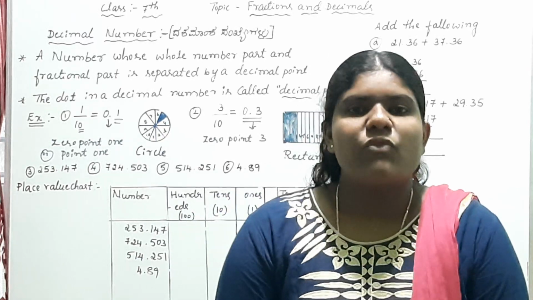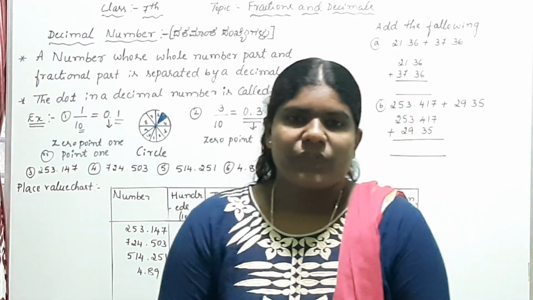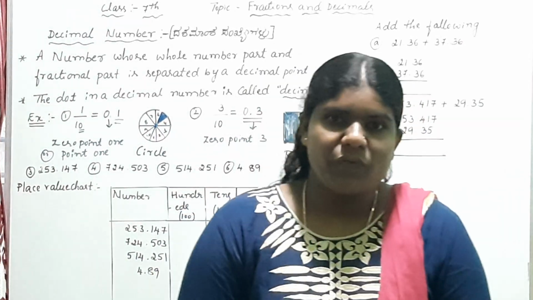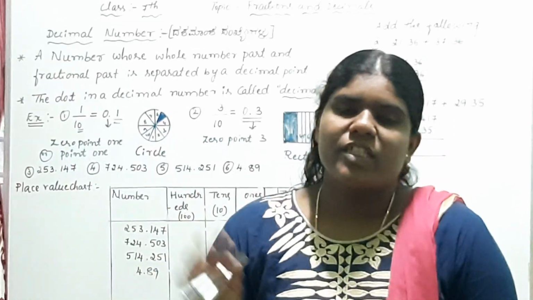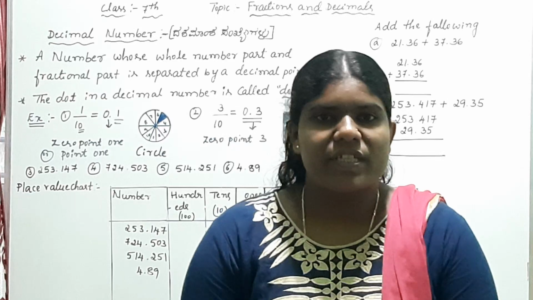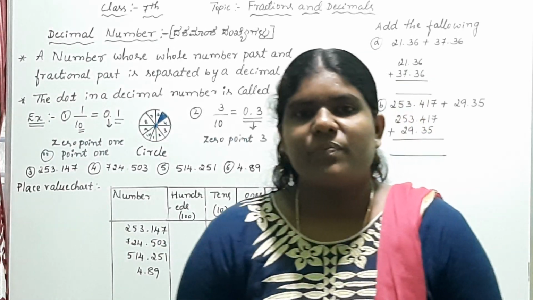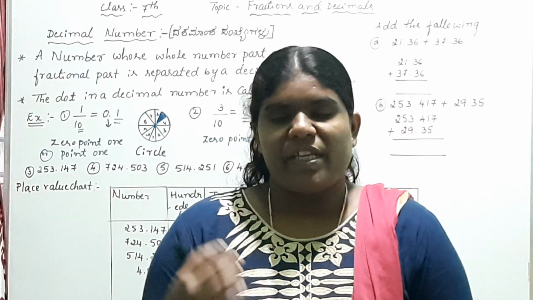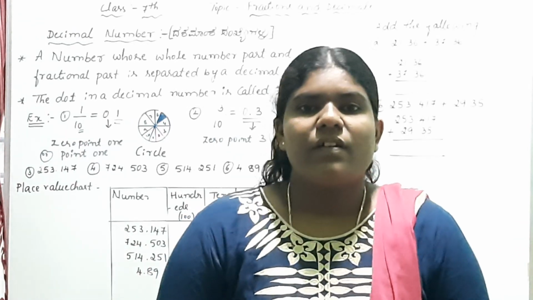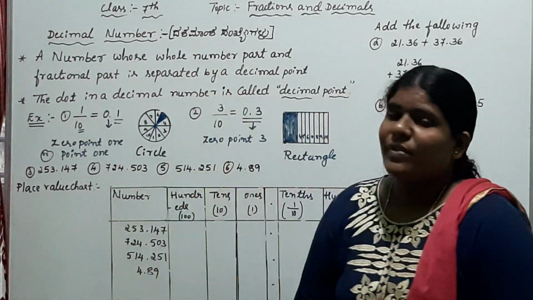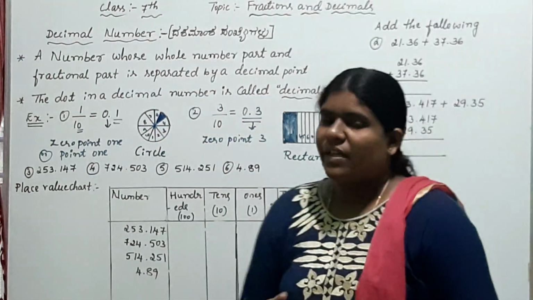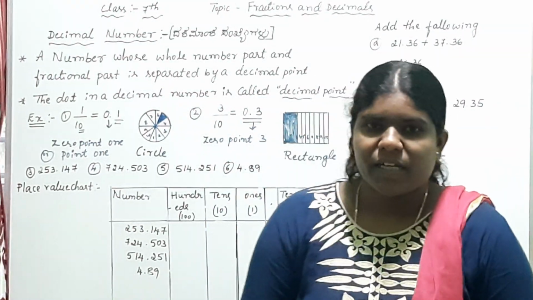In the last class, we discussed what fractions are and what the types of fractions are. In this class, I will explain the definition of decimal numbers and some examples using the place value charts. First, decimal numbers. What do you mean by decimal numbers? Decimal numbers, in our Kannada, we call dashamamsha sankhyegalu.